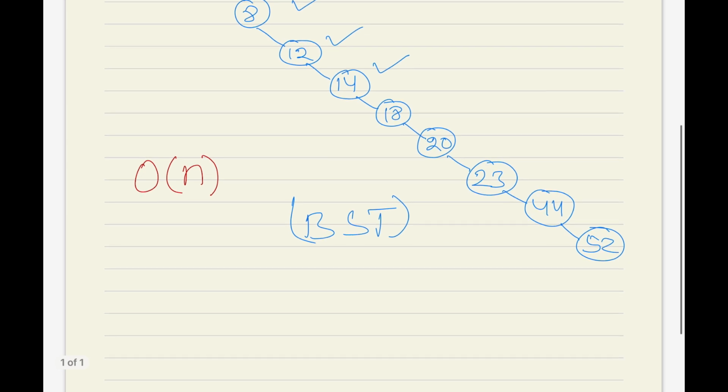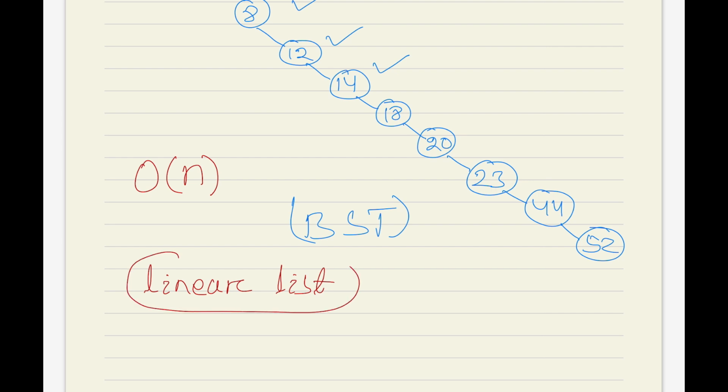So, it is equivalent to a linear list. Instead of this binary search tree, if we use a linked list or an array, then also the number of comparisons to locate one element is order of n. Then why should we go for binary search tree, or what are the limitations here?